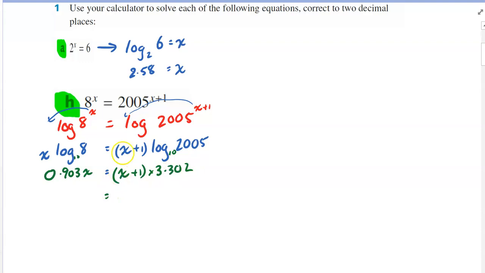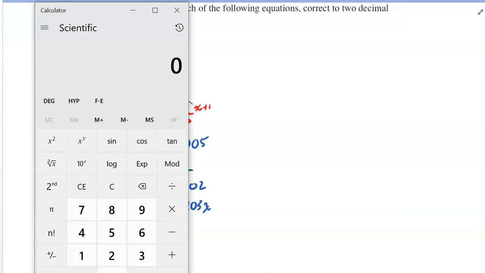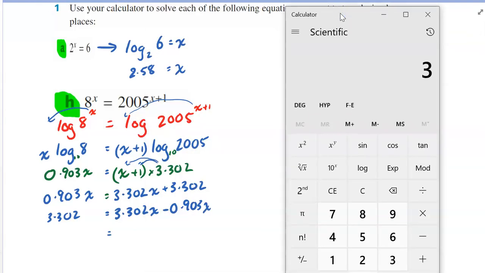Okay. Now this left-hand side, I'm just going to use my distributive law, multiply that by that, multiply that by that. So I get 3.302x plus 3.302, and here I get 0.903x. Now I just group my x's, so I get 3.302x minus 0.903x, and move that 3.302 over the other side. Subtract 3.302 and 0.906 using this dodgy calculator.